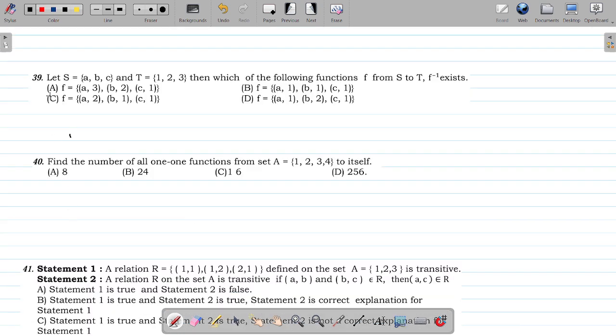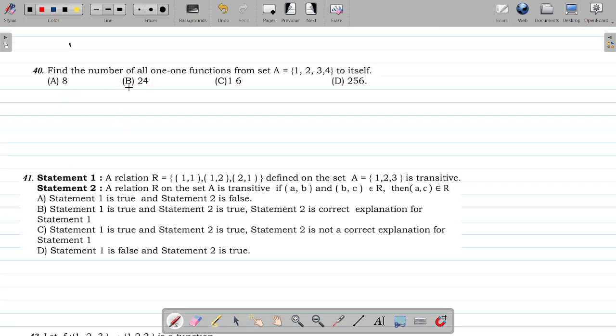Next, 39. Let S equal to the set {a, b, c}, and T is the set containing 1, 2, 3. Which of the following functions from S to T has an inverse? For f inverse to exist, it should be 1-1 and onto, right? See option B: a is related to 1, b is related to 1, c is related to 1. All three are related to 1, so it is many-one, not 1-1. So this option is wrong. Similarly, in another option 1 is related with 2 elements, so this option is wrong here also. So which one is correct? Option A is the correct one.